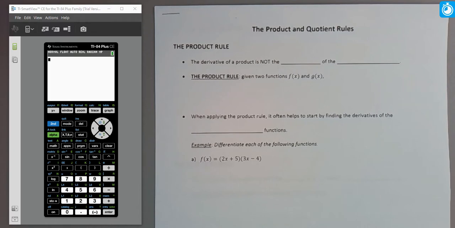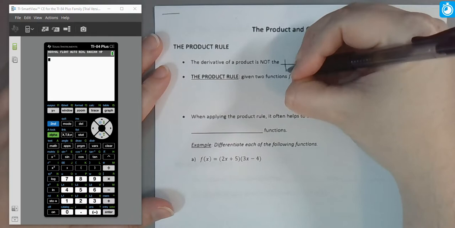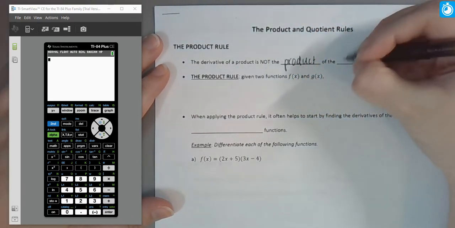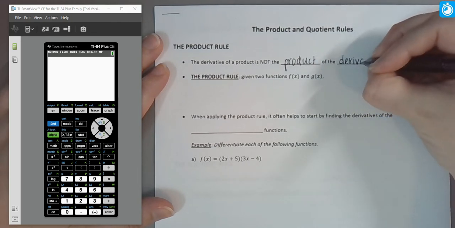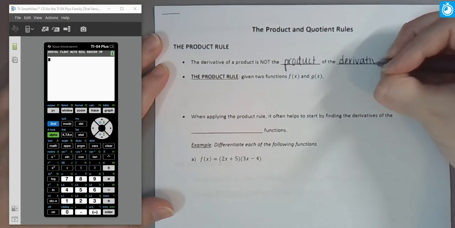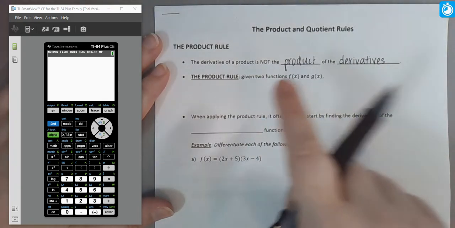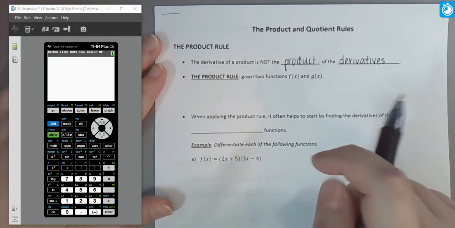Unfortunately, it's not that simple. The derivative of a product is not the product of the derivatives. It's a little bit more complicated than that. Well, if it's not the product of the derivatives, if we can't just take one derivative times the other, then what will the actual derivative rule tell us to do?